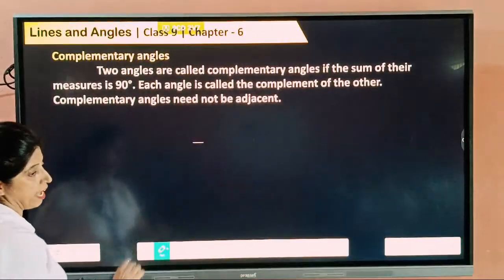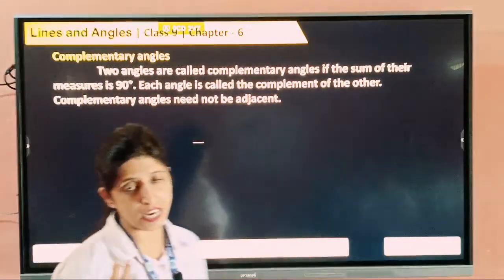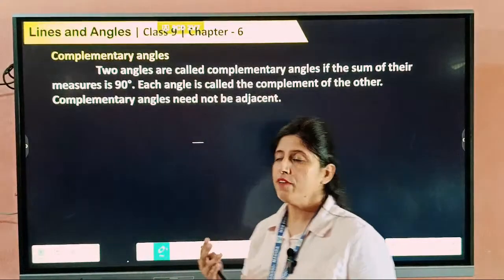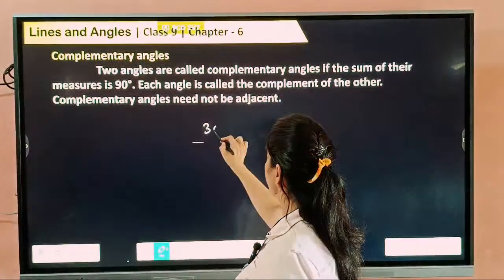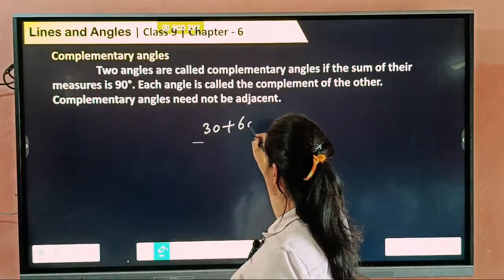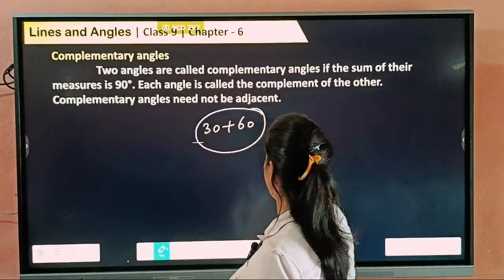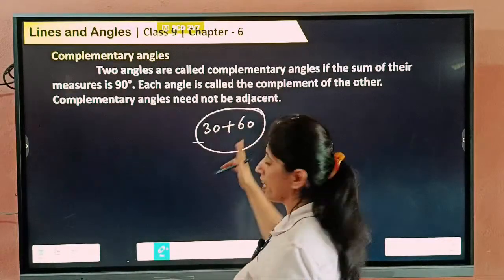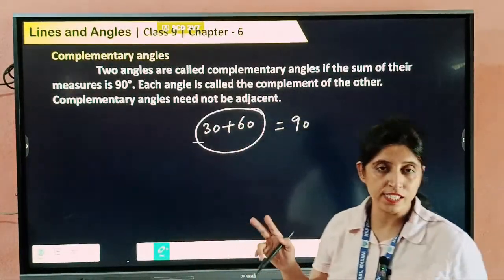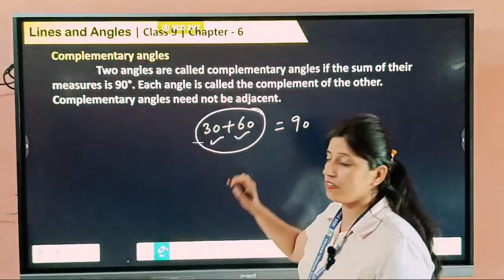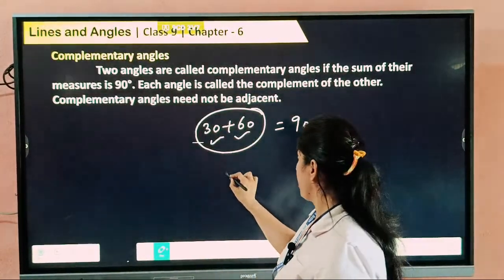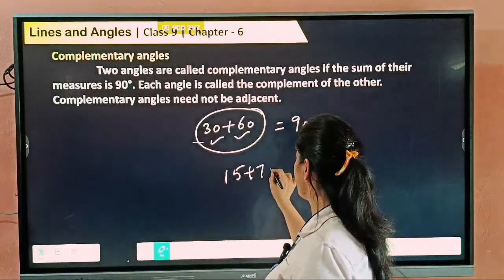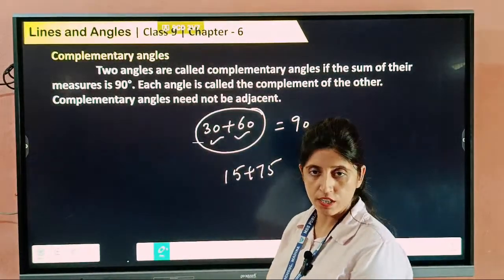What are complementary angles? Two angles are said to be complementary if their sum is 90 degrees. Suppose one is 30, the other is 60. 60 plus 30 is 90. If the sum of two angles is 90, then we can say that these two angles are complementary. Here we can write 15 and 75. These are complements of each other, right?